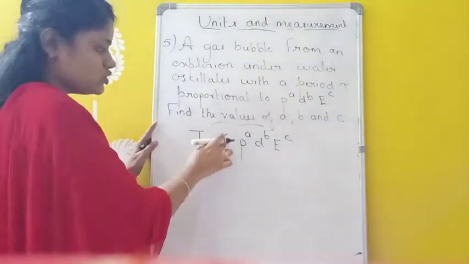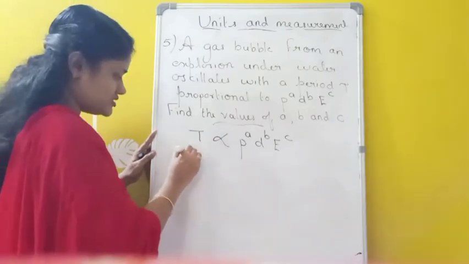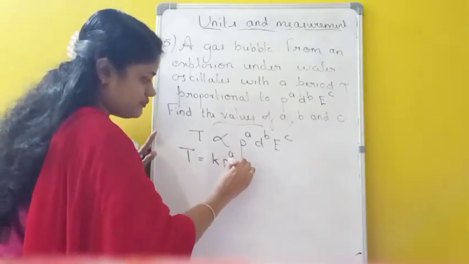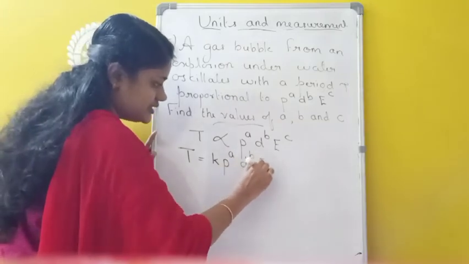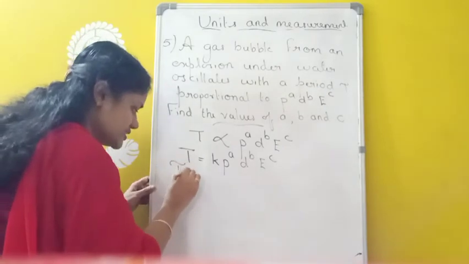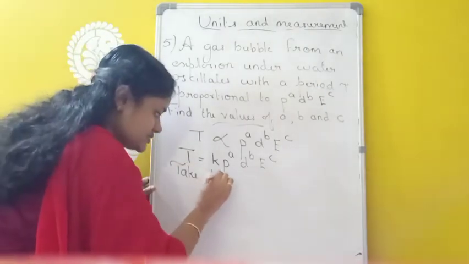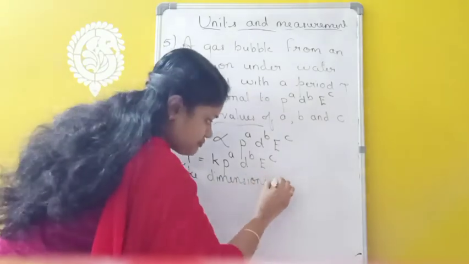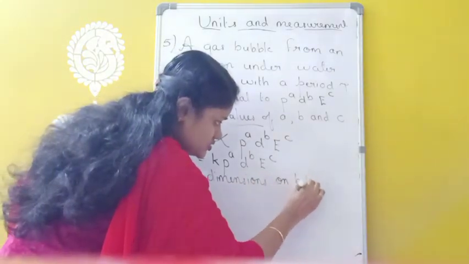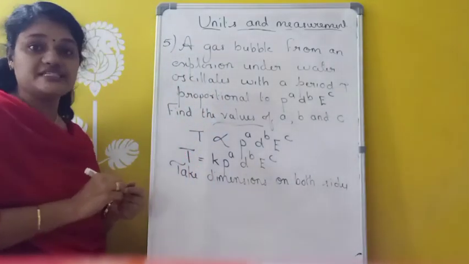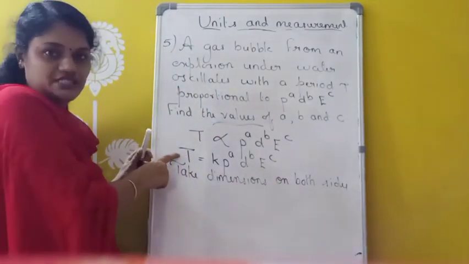Okay, and we can remove the proportional sign by multiplying by a constant. So T equals K into P raised to A, D raised to B, E raised to C. Okay, now we can take dimensions on both sides. So left hand side we have T. T means the time period. So what is the dimension for time period?